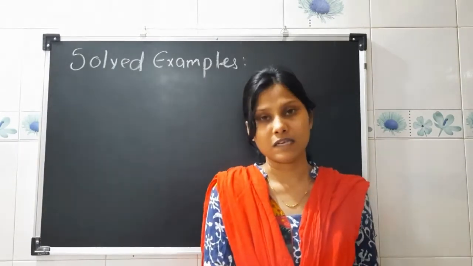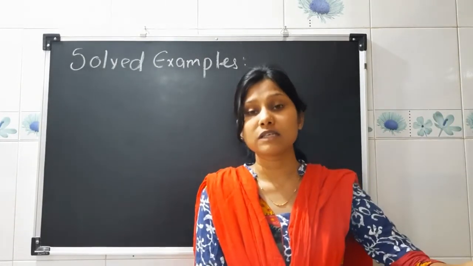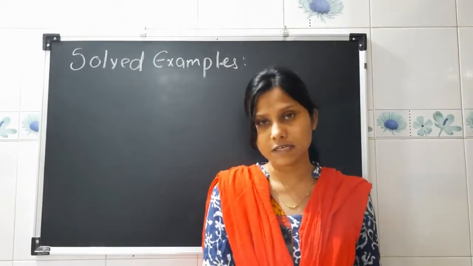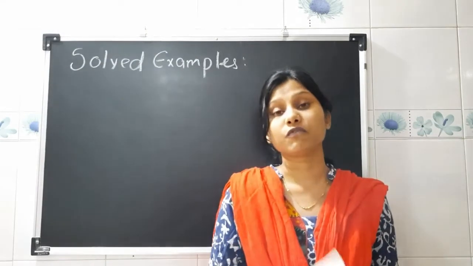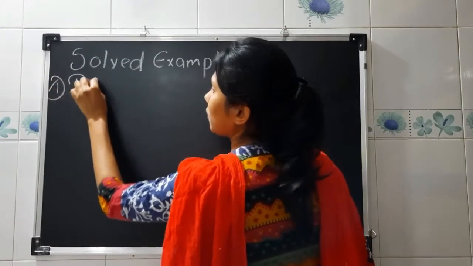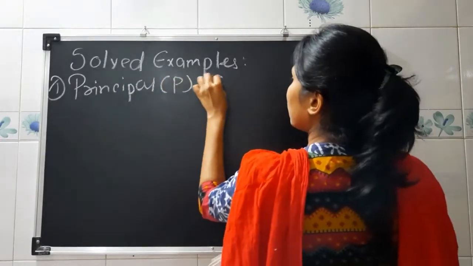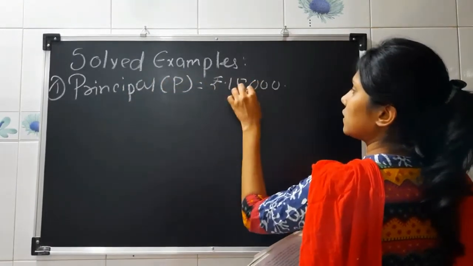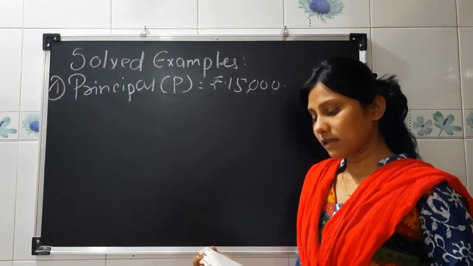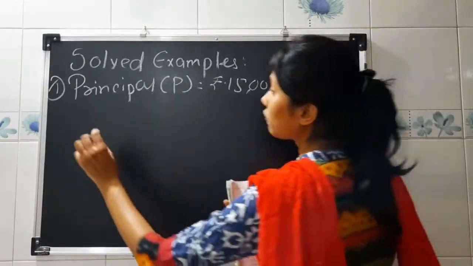We have seen in the last lecture that the principal amount is the actual amount which we deposit in the bank or borrow from the bank as a loan. In this question she has deposited this 15,000 in her bank, so this 15,000 is the principal. Principal P is rupees 15,000. Then she deposited this 15,000 for a period of 1 year.